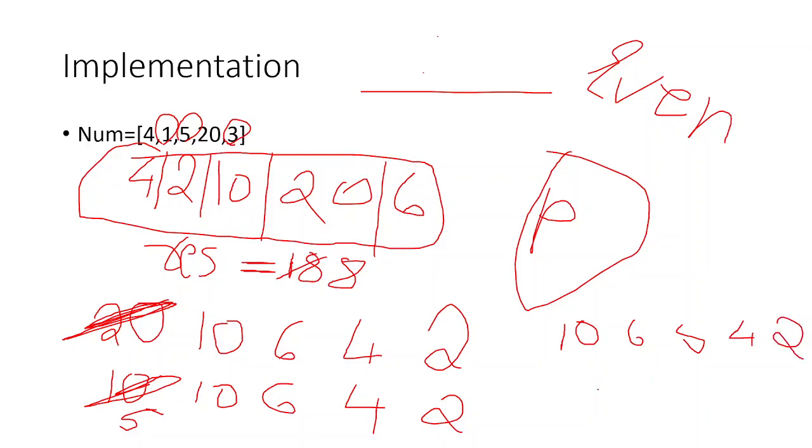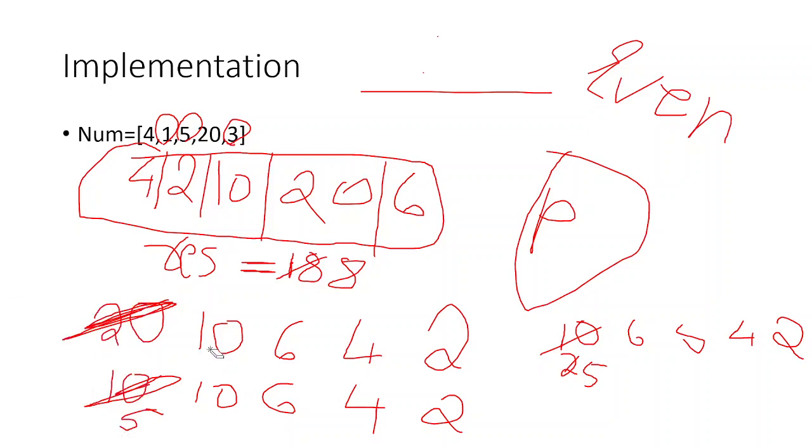10 minus 2, again it's 8. So the result doesn't change. So again you are decreasing this by 2 and you are popping this out. But I mean you are reducing, you are dividing this by 2. This will become 5. Again you insert it into a priority queue.